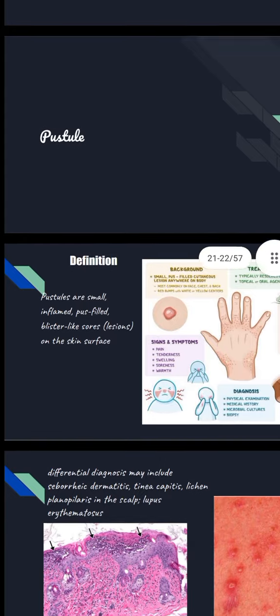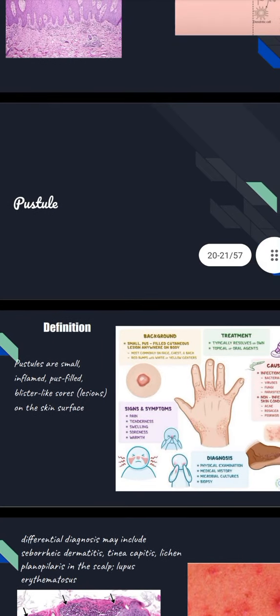The pustule. Pustules are small, inflamed, pus-filled, blister-like lesions on the skin surface. Background: small pus-filled cutaneous lesions anywhere on the body, most commonly on the face, chest and back. Red bumps with white or yellow centers. Signs and symptoms: pain, tenderness, swelling, soreness, warmth.